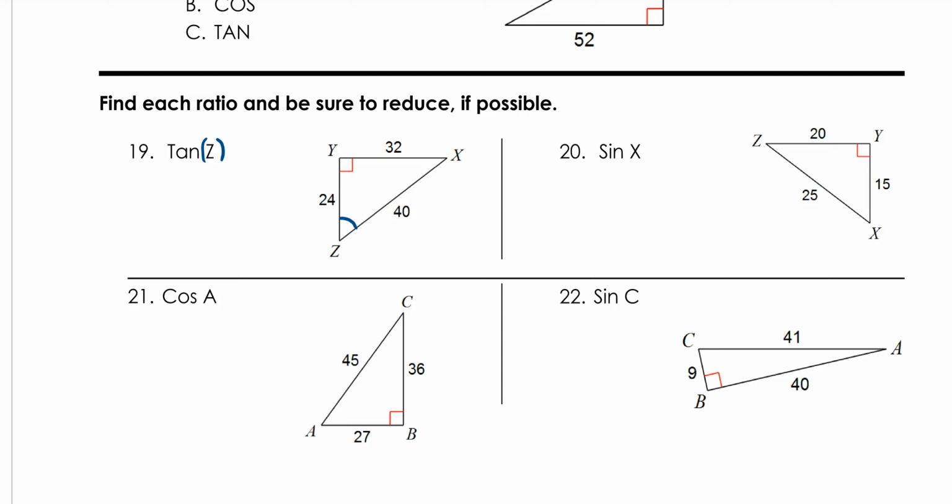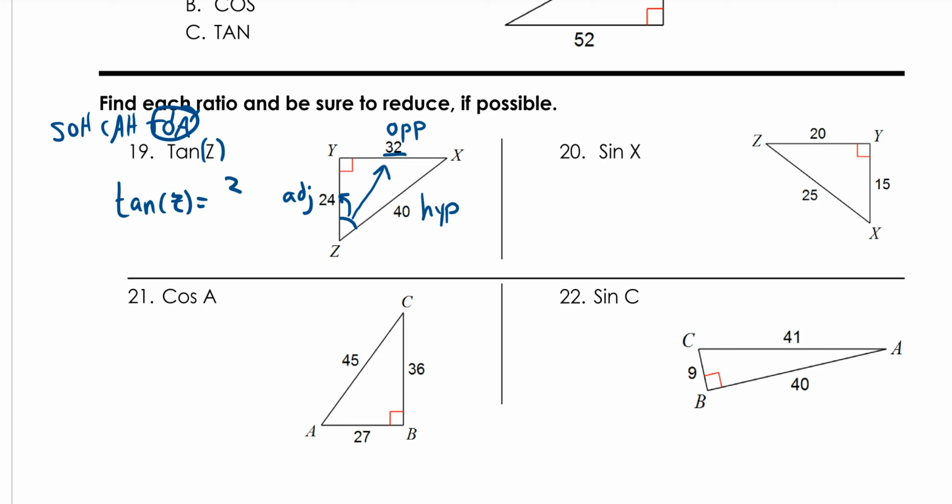Next is to identify the sides. From z, I like to do my opposite side first. So I go across the triangle to the opposite. Then I go to my adjacent, the one that's next to the angle. And then finally, the longest side has to be the hypotenuse. Now, since I want to find tangent, I know that is TOA out of my SOH CAH TOA. I'm using TOA, so I need the opposite and the adjacent. So I'm going to go over the problem and say, okay, 32, that's my opposite side. And then my adjacent side is 24.